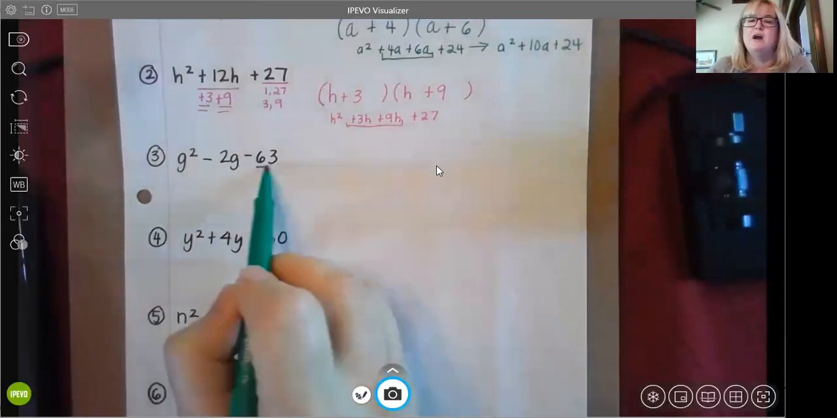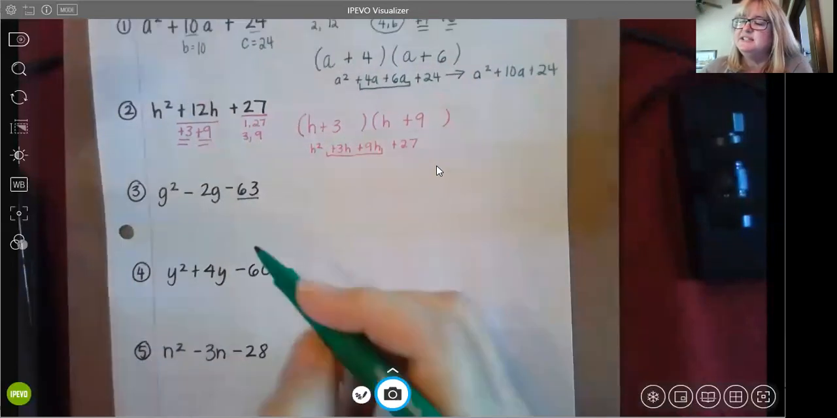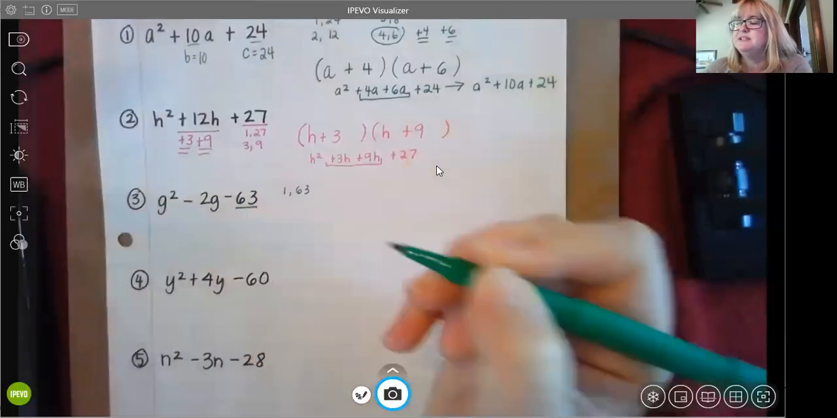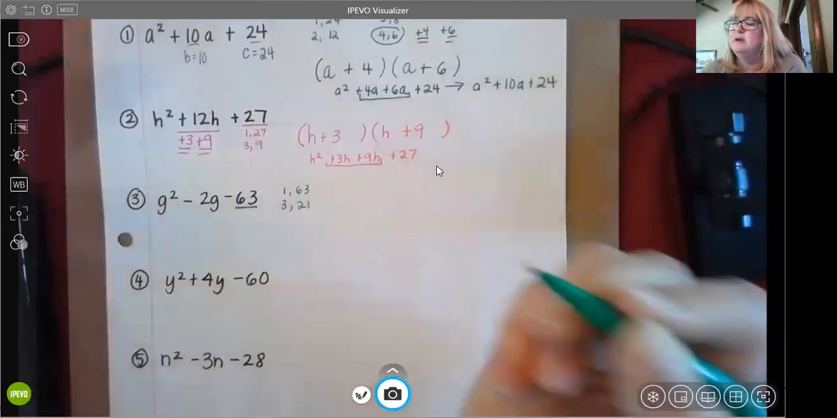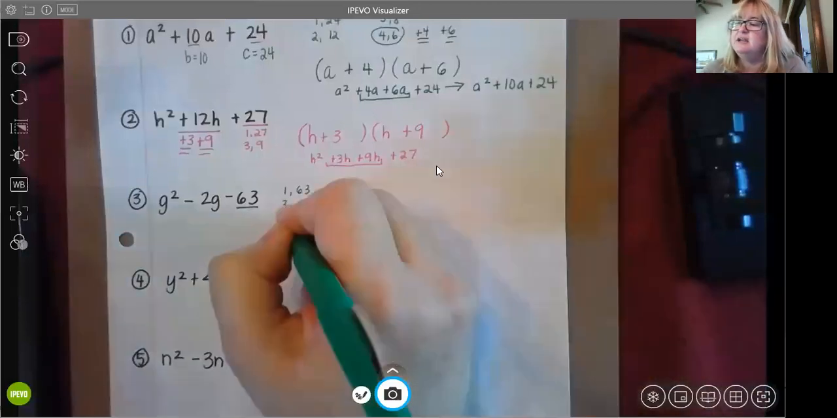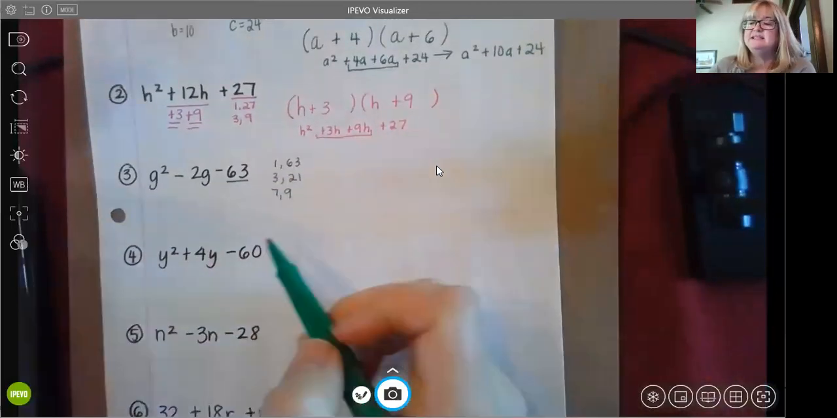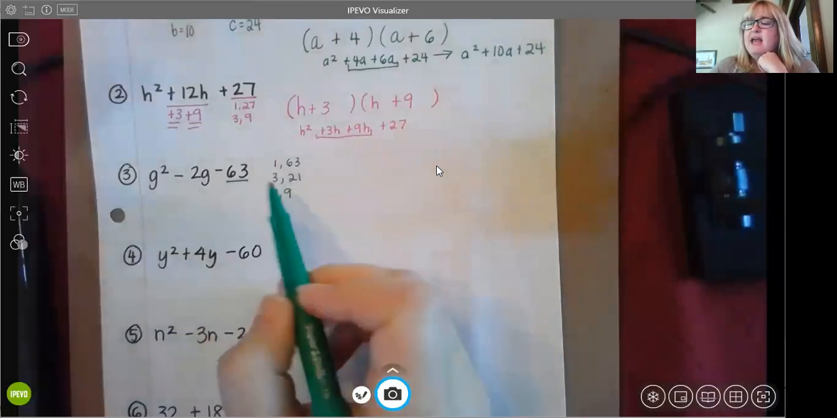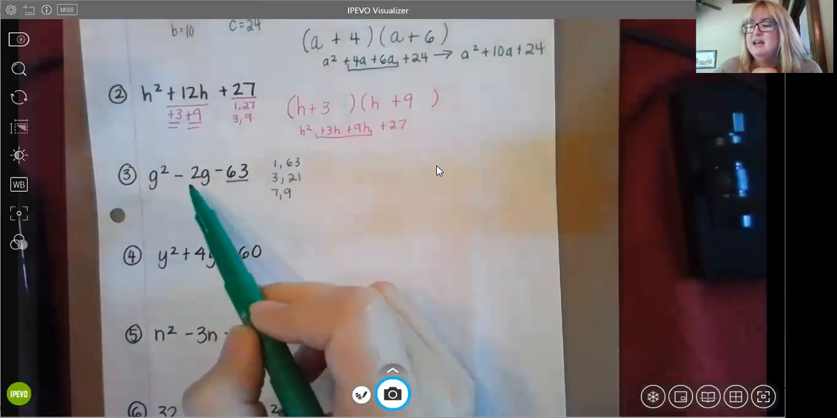But what we need to do is figure out the factors of 63. So the factors of 63 are 1 and 63. 2 is not a factor, but 3 and 21. 4 is not, 5 is not, 6 is not, 7 and 9, and I believe that's it. Okay, because this is a minus 63, one of these has to be negative. And because this is negative, I know my bigger one has to be negative.